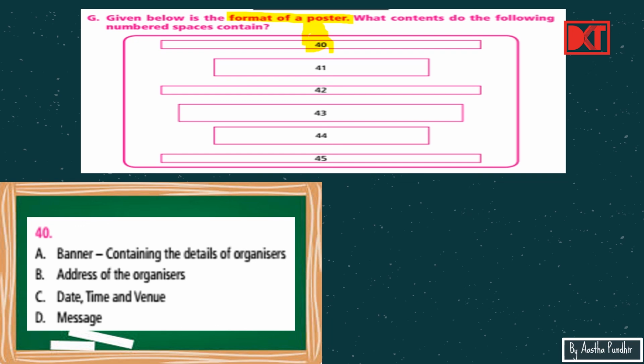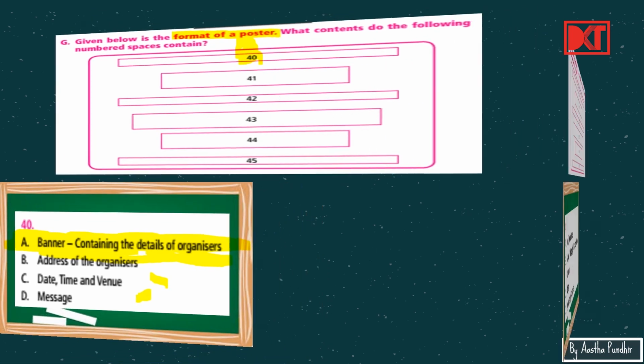Blank number 40. Banner containing details of the organizers or address of the organizers, date, time and venue, or the message. It contains the details of the organizers. Like we write, suppose a college society, like the literary society is organizing something. So we write the literary society presents. So it's like the detail of the organizers, right?